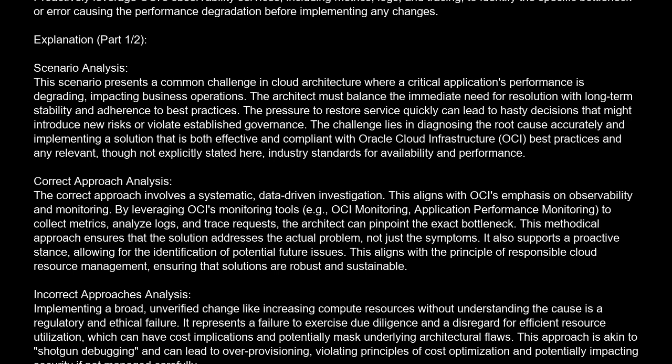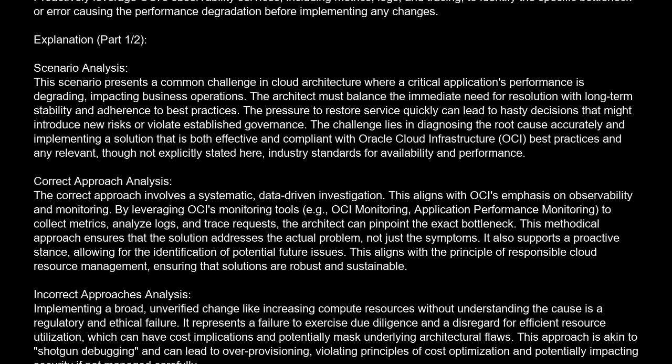The challenge lies in diagnosing the root cause accurately and implementing a solution that is both effective and compliant with Oracle Cloud Infrastructure, OCI, best practices, and any relevant, though not explicitly stated here, industry standards for availability and performance. Correct approach analysis. The correct approach involves a systematic, data-driven investigation. This aligns with OCI's emphasis on observability and monitoring. By leveraging OCI's monitoring tools, e.g., OCI Monitoring, Application Performance Monitoring, to collect metrics, analyze logs, and trace requests, the architect can pinpoint the exact bottleneck.